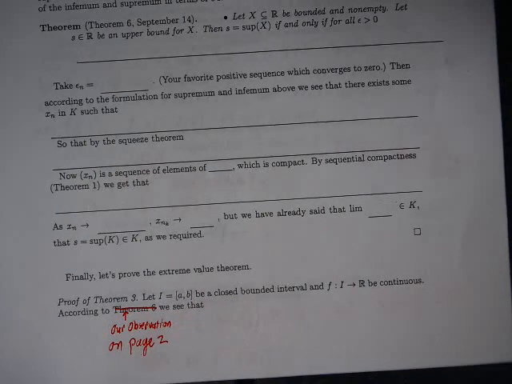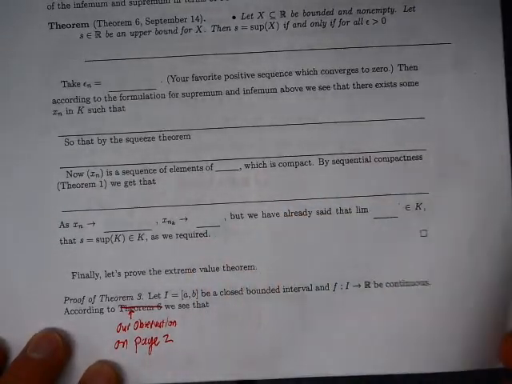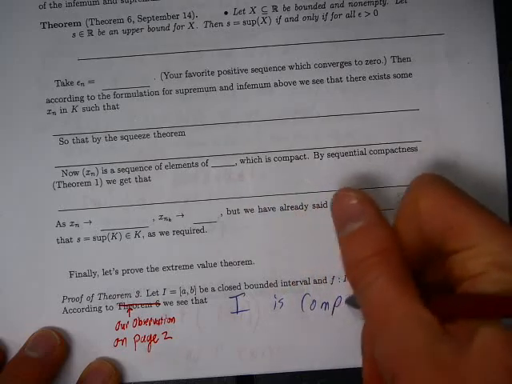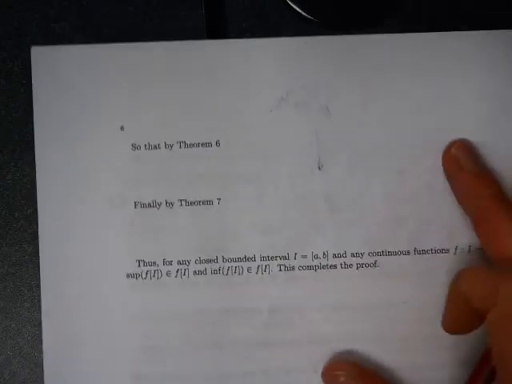Let's let I equal [a, b] be a closed bounded interval, and f be a continuous function defined on I. I need to show that the sup of f of I and the inf of f of I are both in f of I. But tell me, is I compact? Yeah, it's a closed bounded interval. I guess we observed that on page 2. We see that I is compact. But wait, I is compact, and f is a continuous function defined on I. So by the theorem we just finished proving, what can we conclude?